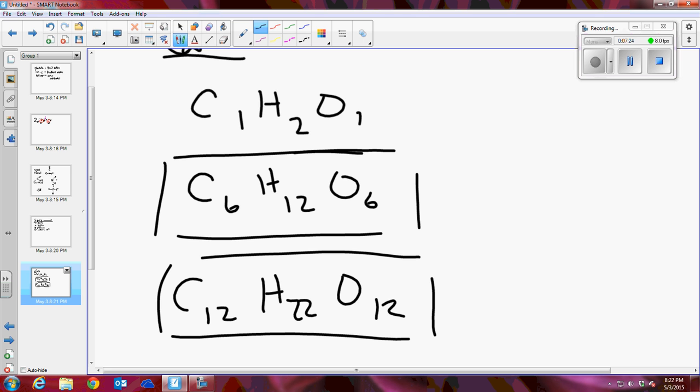And some important carbohydrates to remember: starch. This is how a plant stores energy. So starch is plants. Easy to remember that because of potatoes.